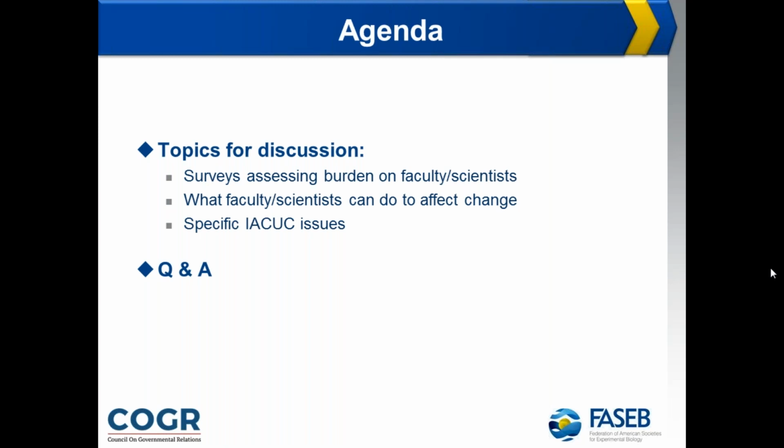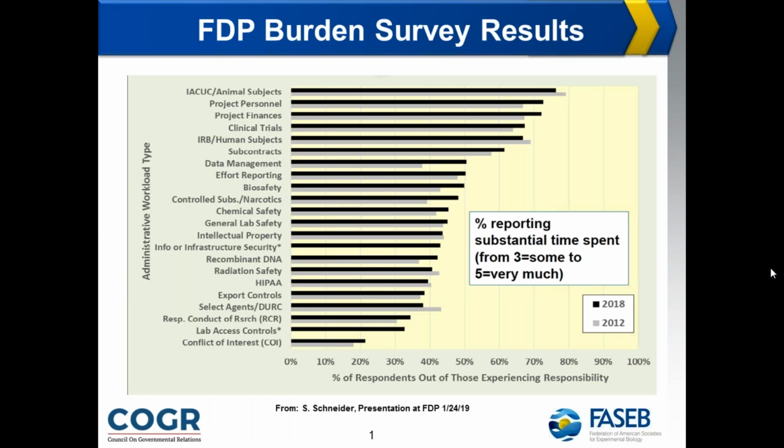So one of these studies, if I could see the next slide, please. One of these studies was conducted by the Federal Demonstration Partnership. And this slide actually shows the results of 2 separate surveys, one conducted in 2012 and one in 2018. As you can see, the individuals who use animals and thus experience the IACUC and animal subjects related burdens have reported the greatest substantial time actually spent on administrative duties. These observations, where investigators have the perception, even the feeling, that administrative workload is excessive, has resulted in the subsequent questioning of IACUC processes in institutions across the country and the survey that we're going to discuss today.